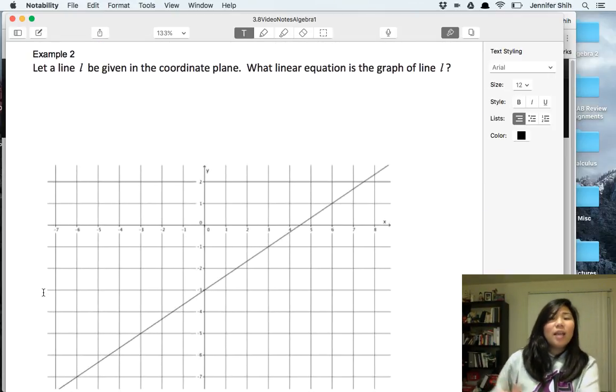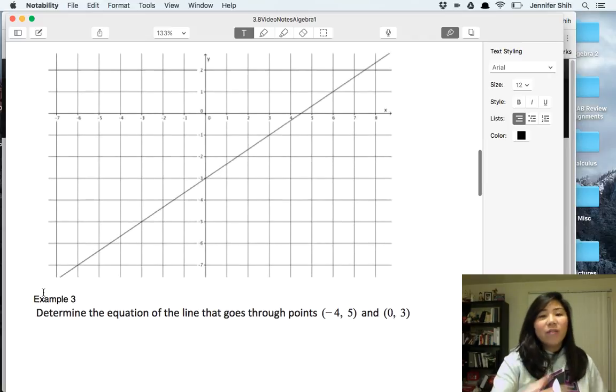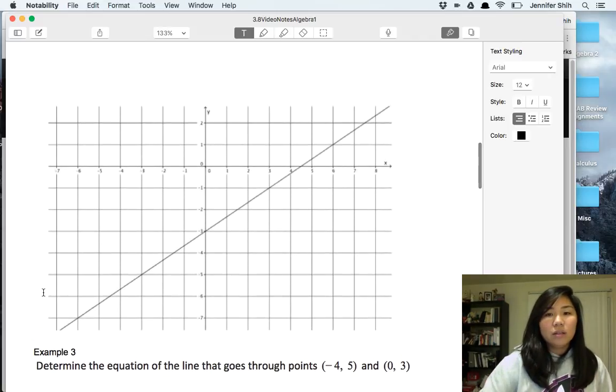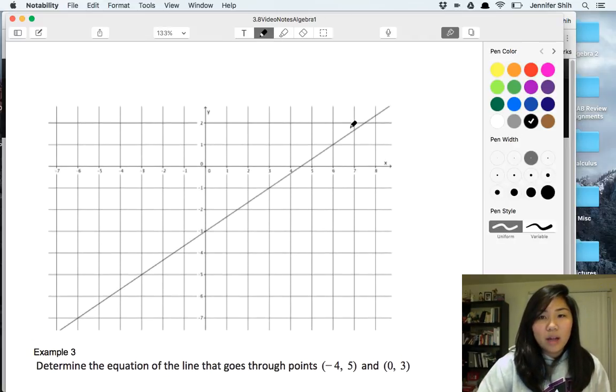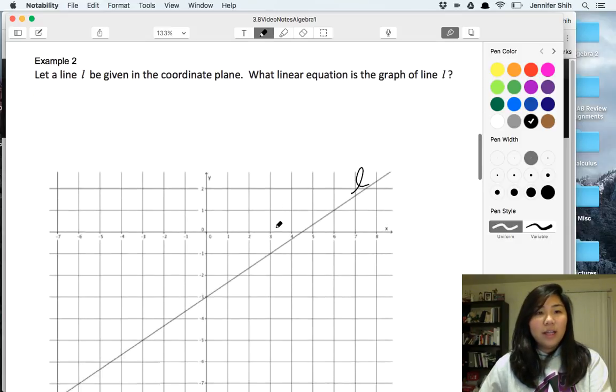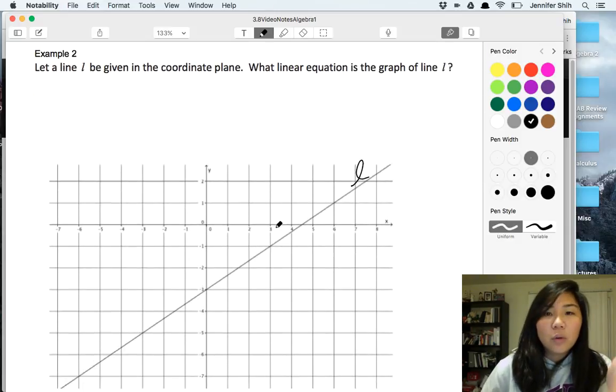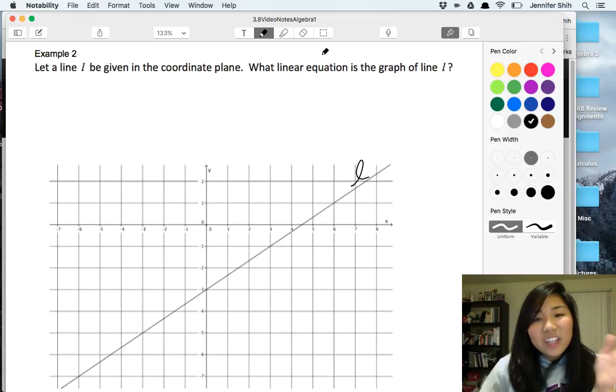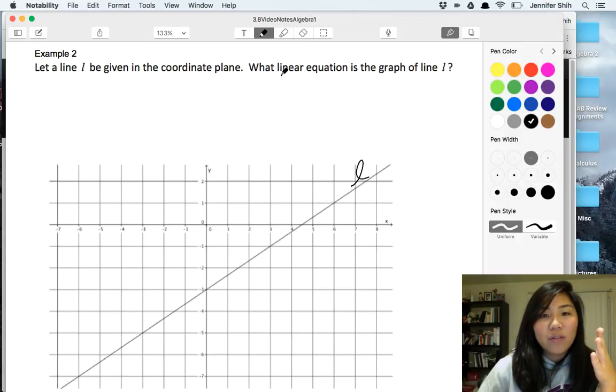We're looking at this graph and L is right. This should be L. I'm going to name you L. All right, let the line L be given in the coordinate plane. What linear equation is the graph of L?